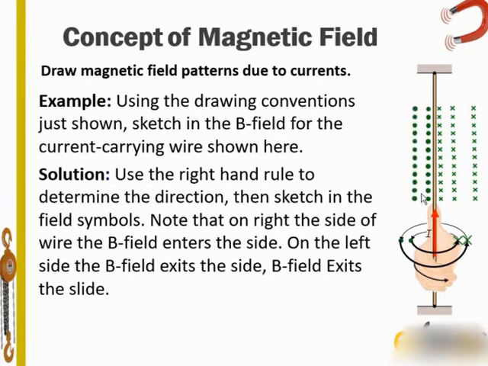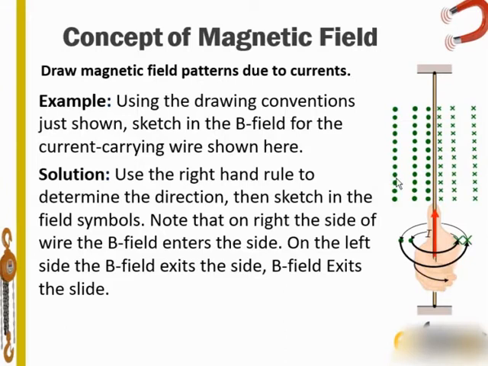So on the right-hand side of that wire, as you look at it, you would have X's representing the magnetic field going into the paper. In other words, the magnetic field lines are going away from you into the paper, so you put an X. And then on the left-hand side of that wire, the magnetic field lines are coming out of the paper towards you, so you put a dot.